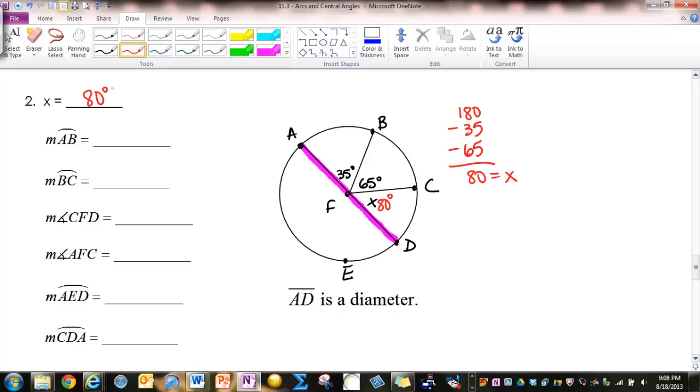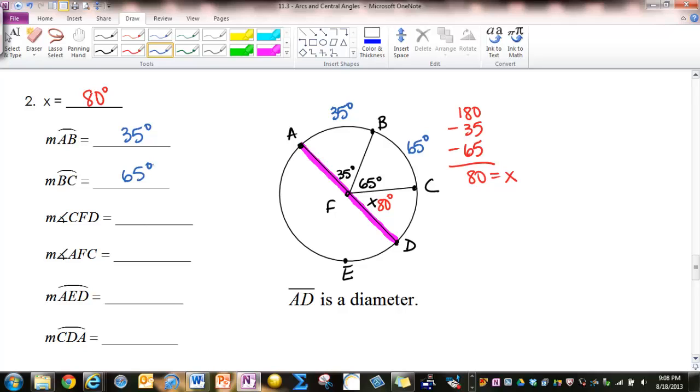The next thing I'm going to do is notice that all of my central angles in this picture have the same measures as their intercepted arcs. So my first one is arc AB. It has measure 35 degrees because its central angle has measure 35 degrees. And I go over on my answer blank, the measure of arc AB is 35 degrees. Likewise, the measure of arc BC is 65 degrees because its central angle has measure 65 degrees. So on our answer blank, the measure of arc BC is 65 degrees.